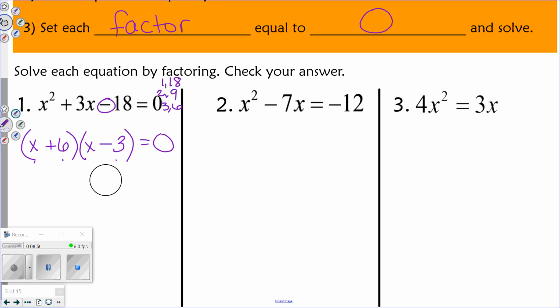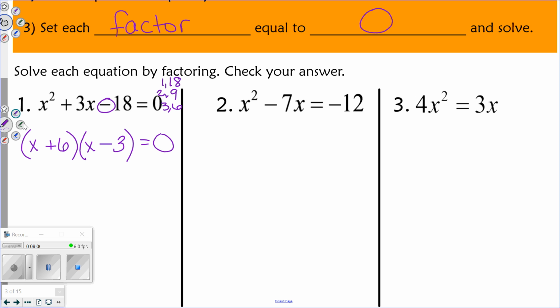Now, my hope is that the more we factor, the more you guys do that checking in your head, okay? That is my hope. If you're at a spot where you're like, I really need to write it down, then write it down. That's okay. But that is my hope eventually as we keep going that you get better and you can just kind of check those in your head.